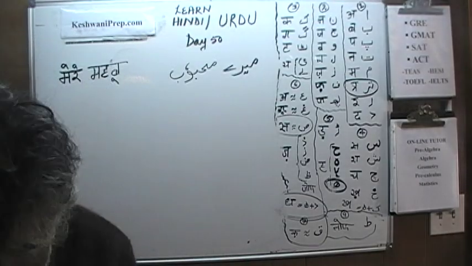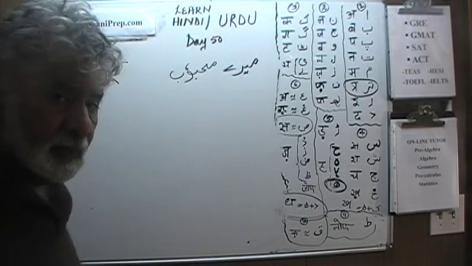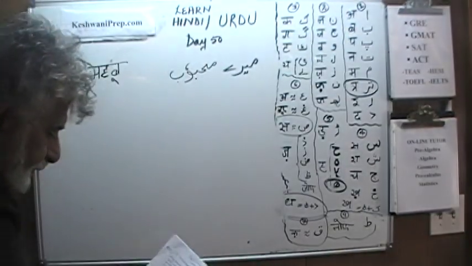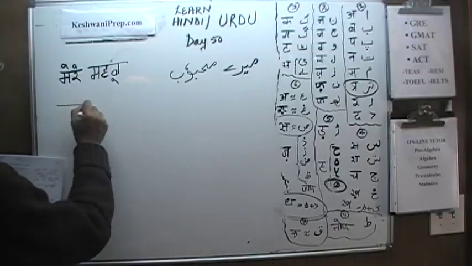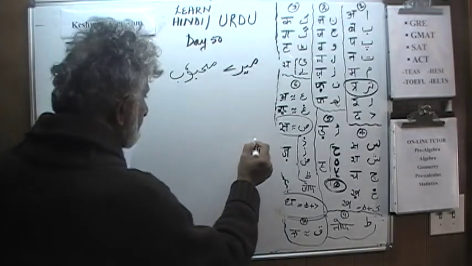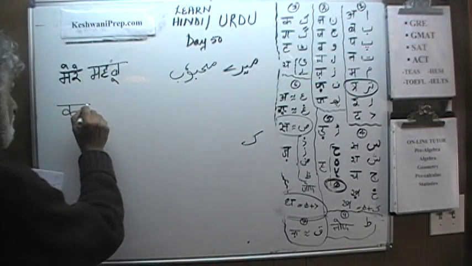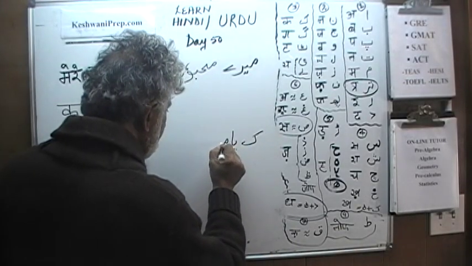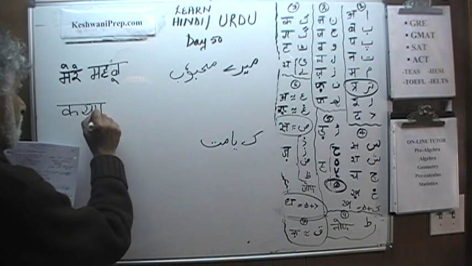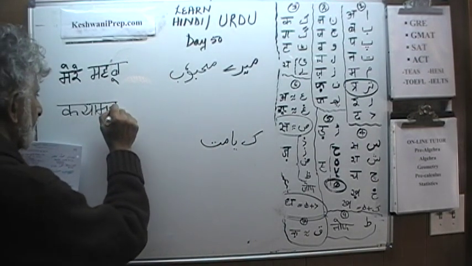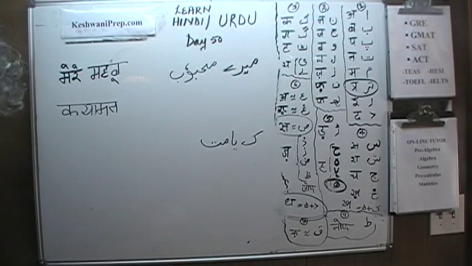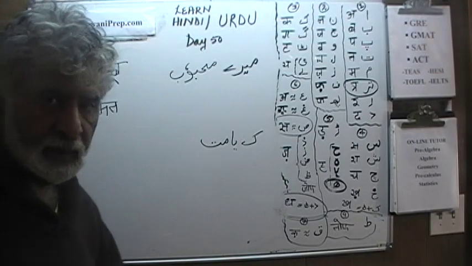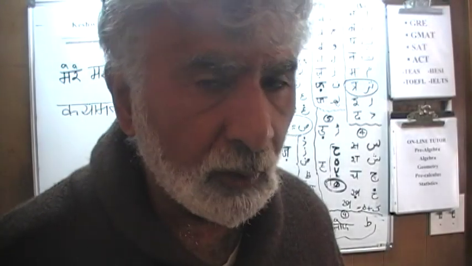The next word is Qayamat. Qayamat means day of judgment, the doomsday. Ka. Ya, and then mat, right there. Ma and ta. Qayamat. That means doomsday. But the way it is written here, in Hindi spelling and the Urdu spelling, both of the spellings are wrong.